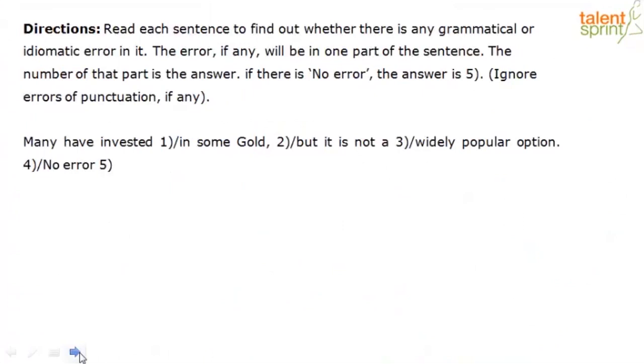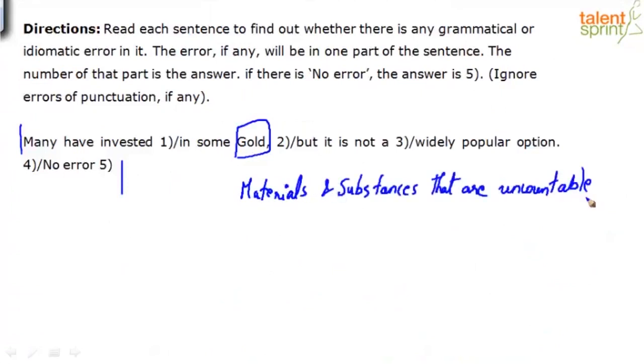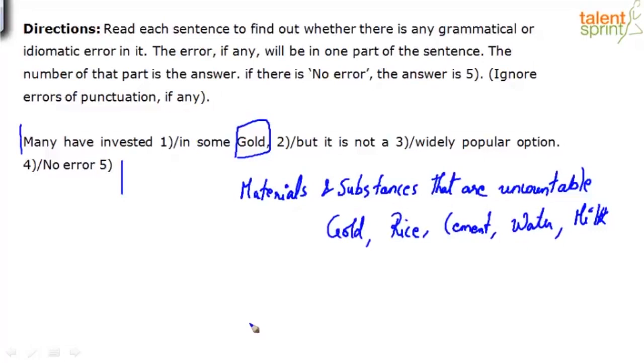No. Here in this context, it actually depends on the context, right? In the context, we are talking about gold as an entity, right? When you're talking about gold as an entity, it becomes uncountable. It comes under materials and substances that are uncountable, right? Can you think of some examples? Material substances that are uncountable are rice, cement, water, milk, right? So gold comes under this uncountable entity, and that's why you don't need a quantifier, some, and that's why you delete some, and the error is in part 2.